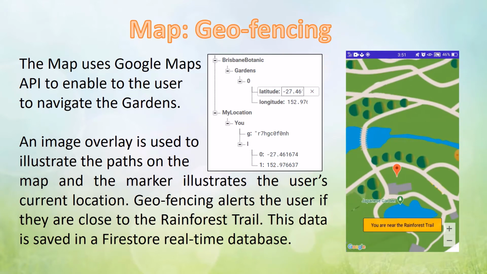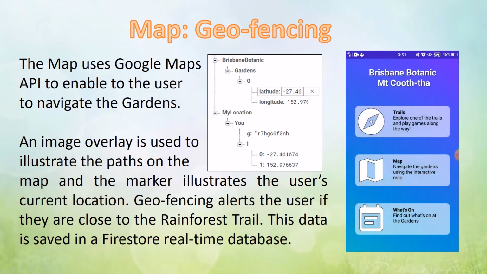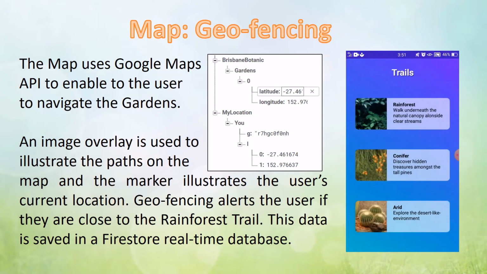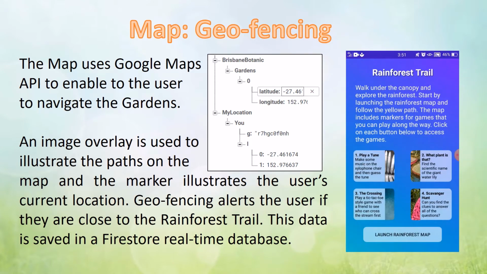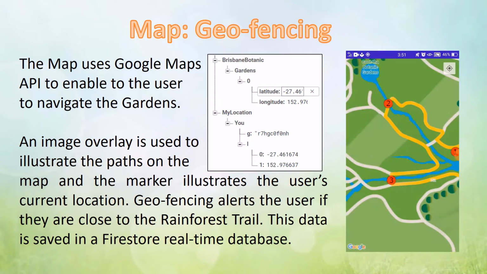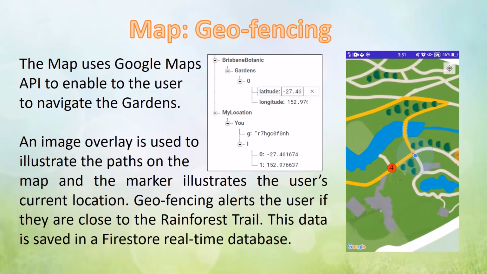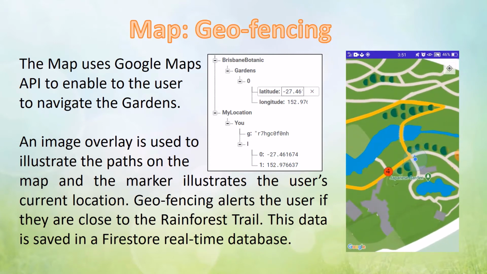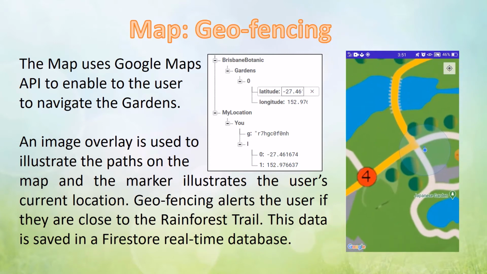The user can then navigate back to the main menu, and then to the Trails menu, Rainforest Trail, and launch the Rainforest Trail map. The yellow line on the map illustrates the rainforest trail. The user can find their current location and then follow the yellow line around the rainforest trail.